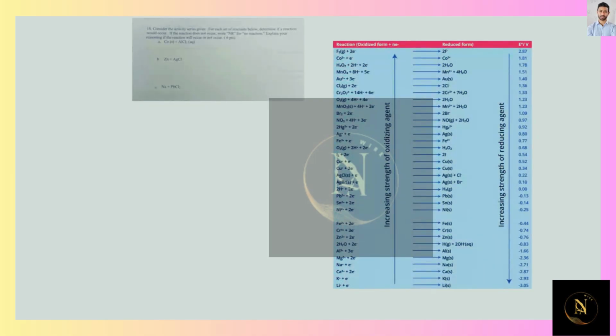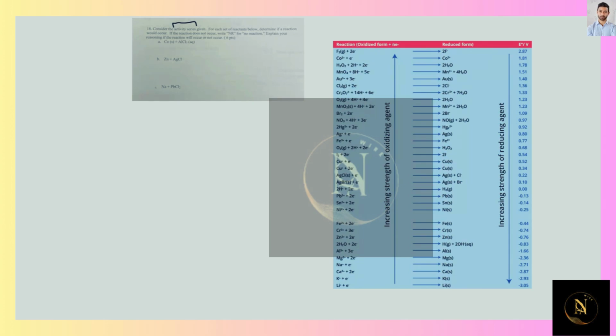Over here, we're given three different chemical reactions, and we're told that we need to consider an activity series. In this case, since the activity series is not given to us, what I'm going to employ is the redox potentials, which is most likely what is going to be useful for us in order to solve this problem.